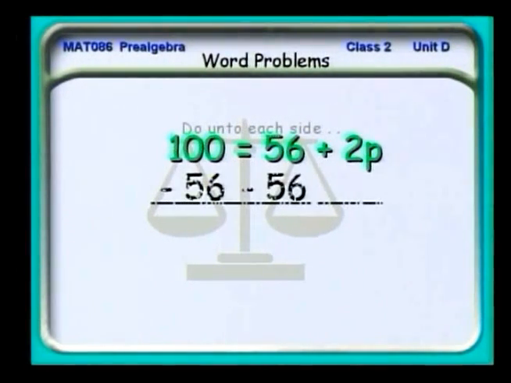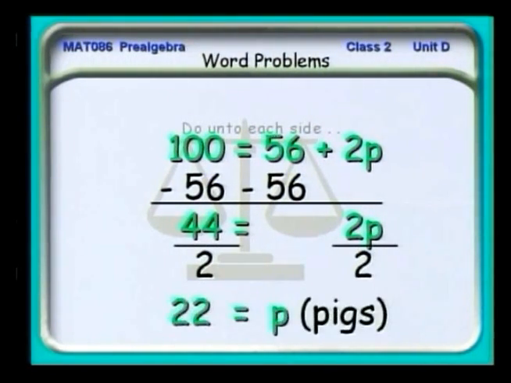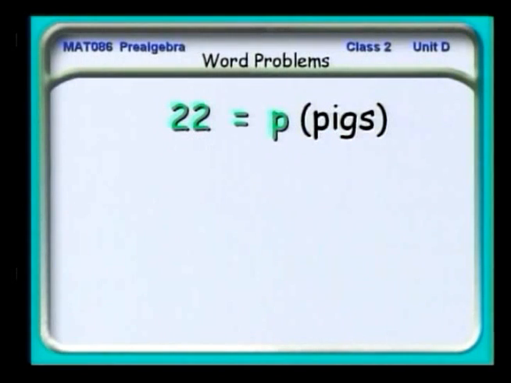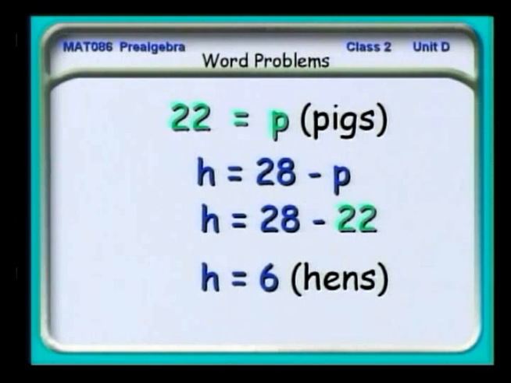Now we need to solve the equation. We first eliminate the 56 from both sides of the equation and get that twice p is 44. We want p, the number of pigs, all by itself, so we then divide both sides by 2, and we find out that we have 22 pigs. It's only part of the answer. We need to know how many hens we have. So if we start with 22 pigs, and we know that the number of hens is going to be 28, the total heads, minus the number of pigs, we find out that we have 6 hens.